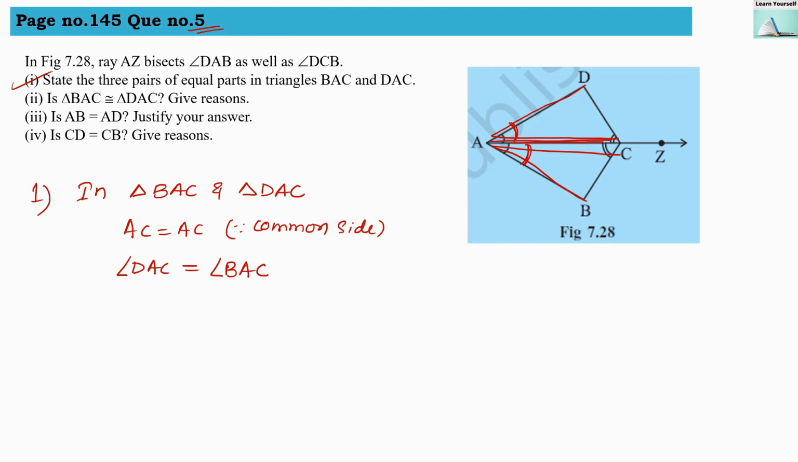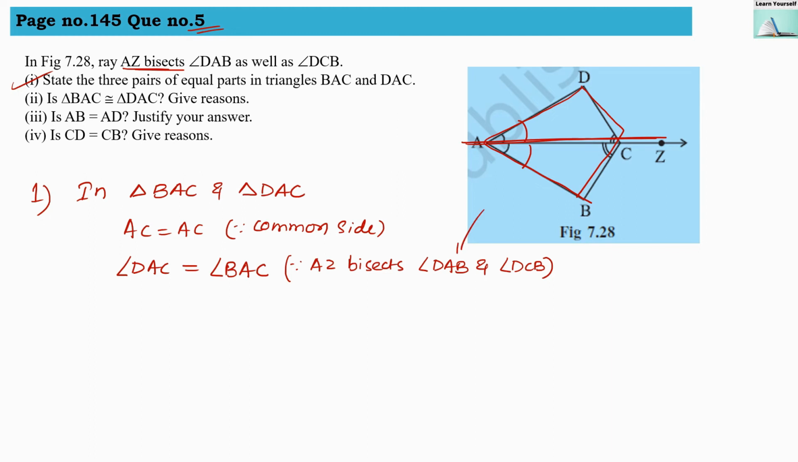And what is the reason? That here AZ is bisecting these two angles. So DAB is here and another one is DCB. DCB is here. These two are completely bisected by this AZ. So that's why this angle and this angle are equal, what we have mentioned here.